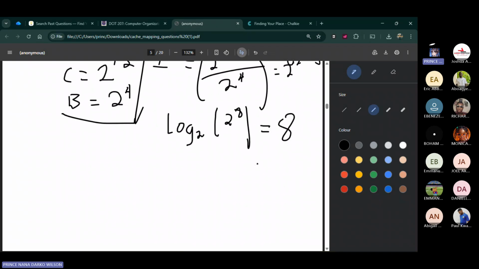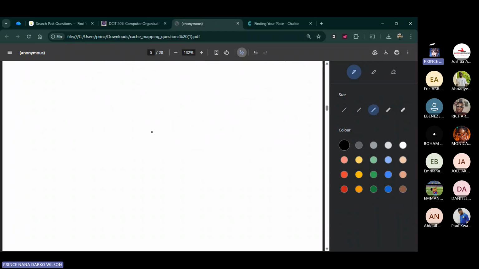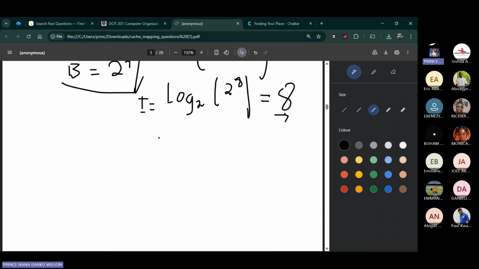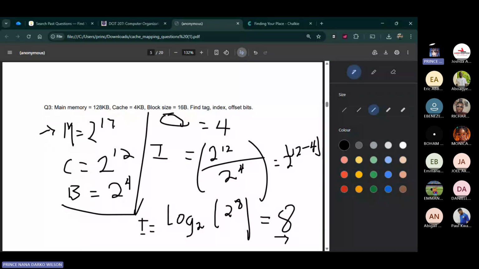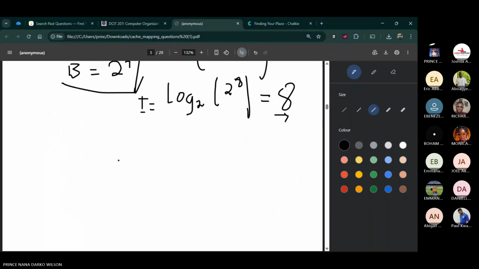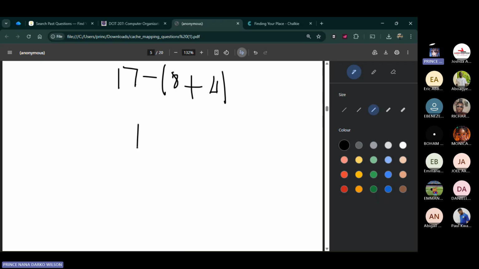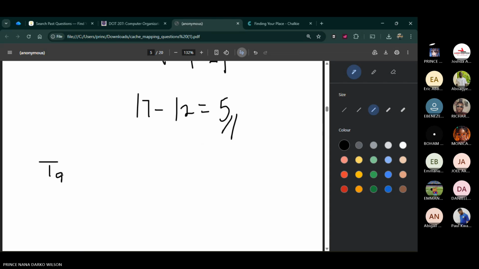Now that we know our log is 8, it means we have found the value for our index. If we know our index and we know our offset to be 4, then in order to find the tag, we just have to take the log of the memory size. So 2 to the power 17, the log 2 of that will be 17. And we do that minus our 8 plus 4. That's 17 minus 12, and that gives us 5. What this means is that our tag is now 5.